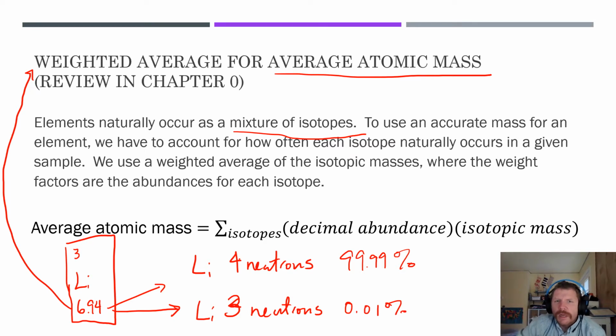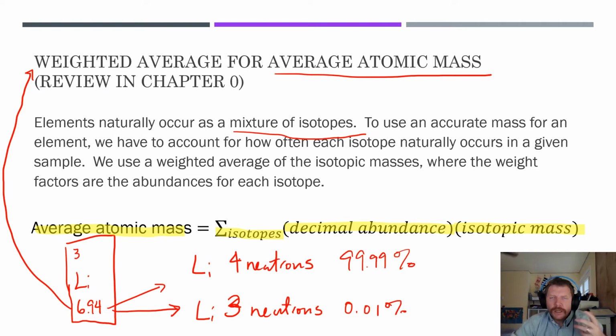Well, we use this weighted average to determine what that abundance is. It's observed in nature what the abundance of those are, and then that information is used to calculate the average atomic mass. So this is displayed as average atomic mass is equal to the sum of all of the isotopes of the decimal abundance times your isotopic mass. I talked about this in the math review, and I just wanted to bring it back here because it's going to be particularly helpful now.